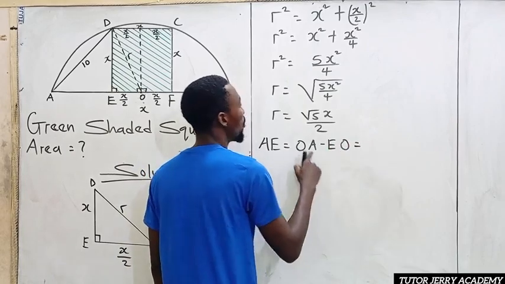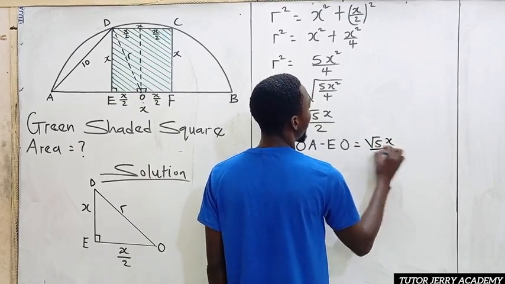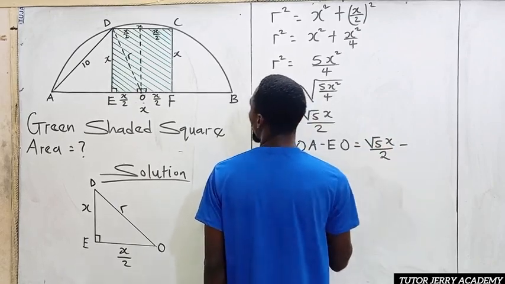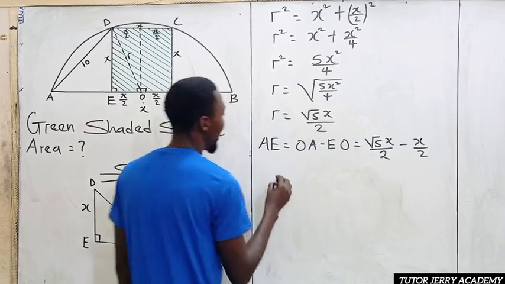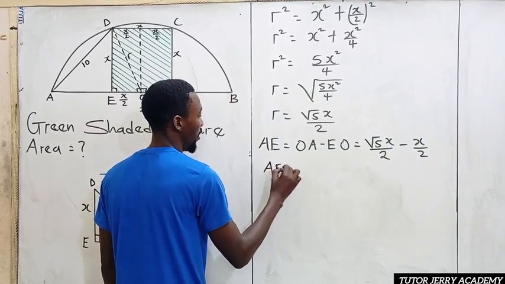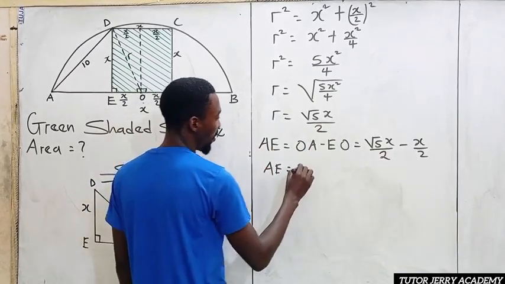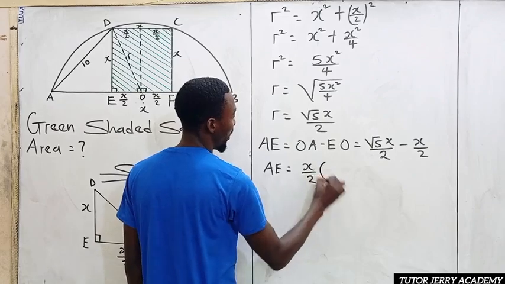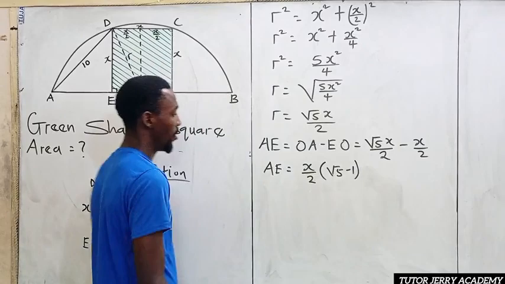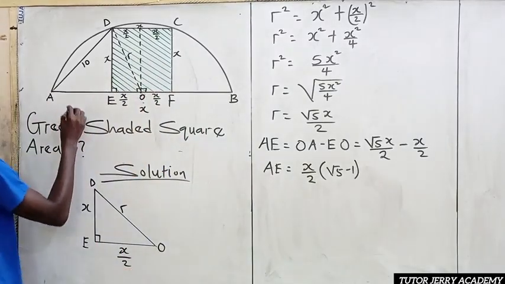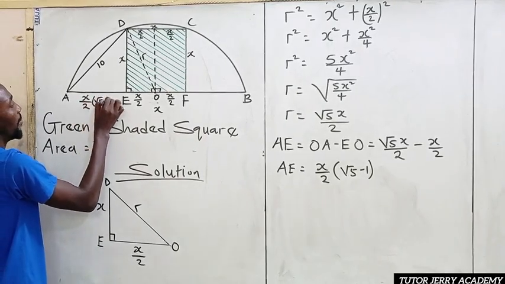So that will be equal to OA, which is our radius, root 5 x all over 2, minus EO. EO is x all over 2, right? So now our AE will be equal to, if we factor out x all over 2 from there, x all over 2 into root 5 minus 1. Alright, so that is going to be our AE, x all over 2 into root 5 minus 1.